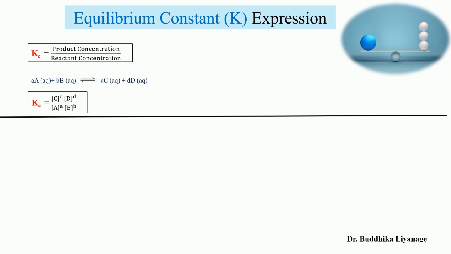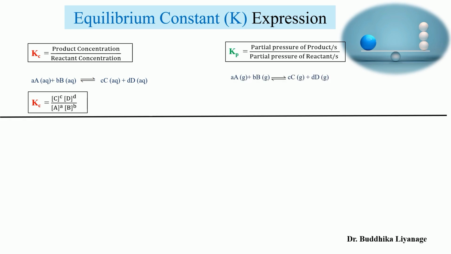You can see molar coefficients that appear in the balanced chemical equation, that is the lowercase letters, appear as exponents in the expression. Let's take Kp. Kp is equilibrium constant in terms of pressure. Kp is equal to partial pressures of products divided by partial pressures of reactants.